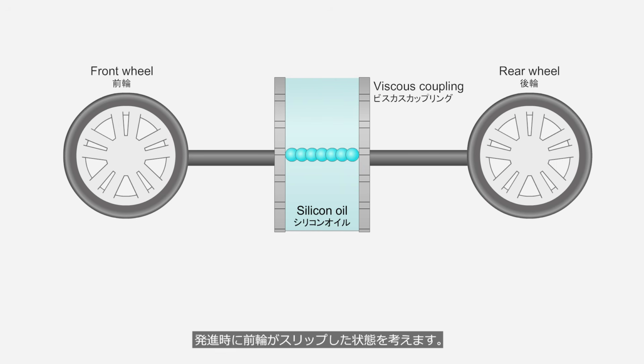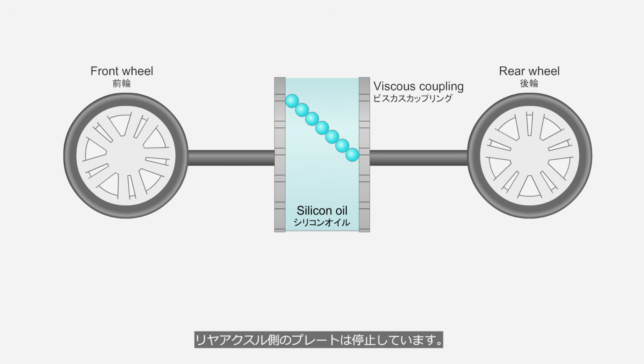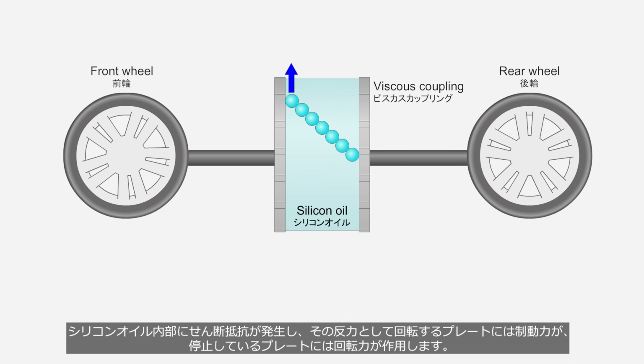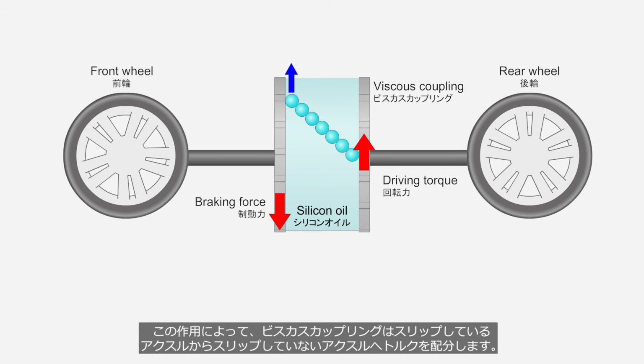Consider a situation in which the front wheels slip during vehicle launch. When the front wheels slip, the plate on the front axle side rotates, while the plate on the rear axle side remains stationary. At the interface between the plates, the silicone oil is dragged along by the rotating plates. Shear resistance is generated within the silicone oil, and as a reaction, a braking force acts on the rotating plates, while a driving torque acts on the stationary plates. Through this mechanism, the viscous coupling distributes torque from the slipping axle to the non-slipping axle.